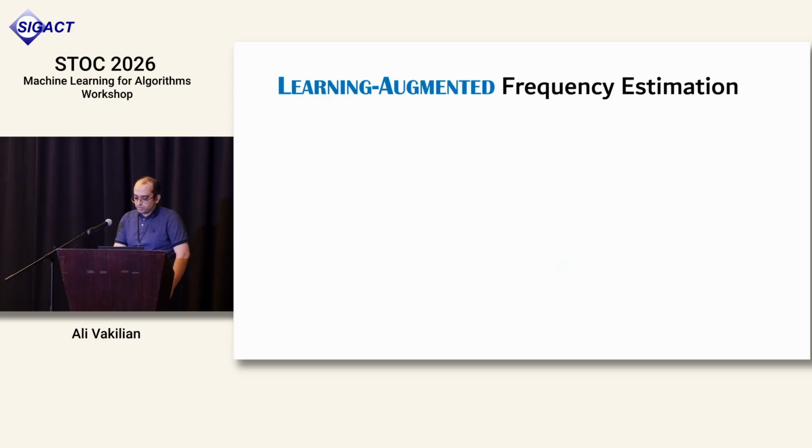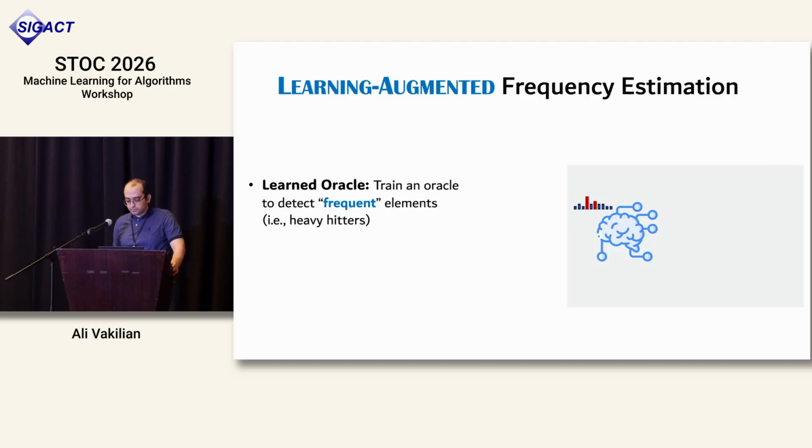Our learning augmented algorithm for this frequency estimation is kind of simple once we have the prediction model. What we did was we trained a machine learning oracle that would tell us basically whether an element is a frequent one or not. So we call it a heavy hitter oracle.